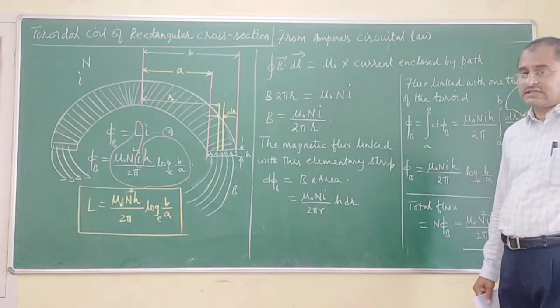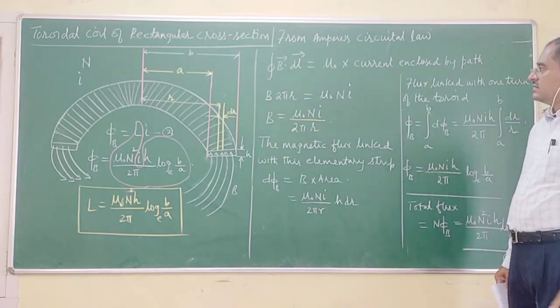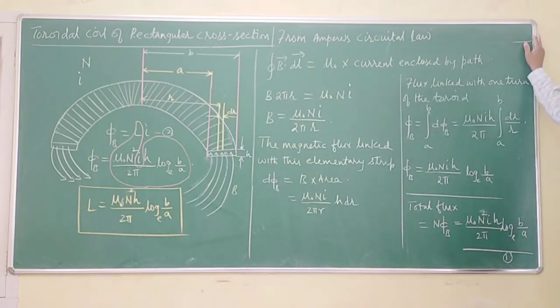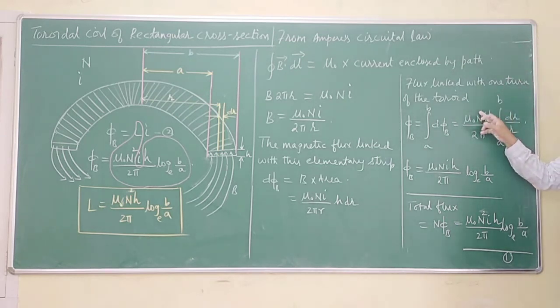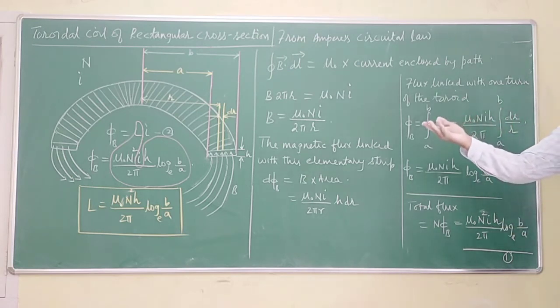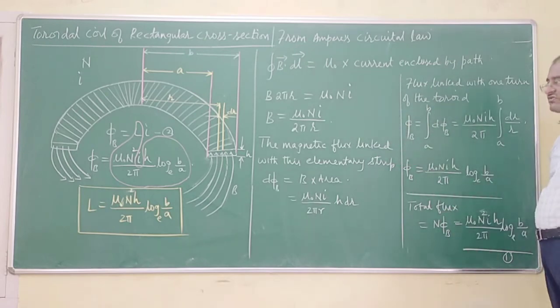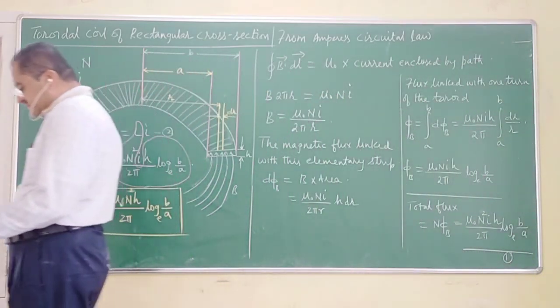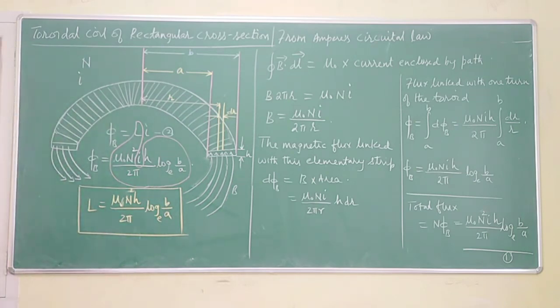Is that clear to you, sir? All these are very important. As you can see here, we have taken Ampere's circuital law to find out the magnetic field and the magnetic flux linked to the elementary surface. Then we have calculated the flux linked with one turn, then total flux, then equated with phi is equal to LI. We end up with the expression for coefficient of self-inductance. Is that okay to you? Now, if that is clear to you, let me rub this off.